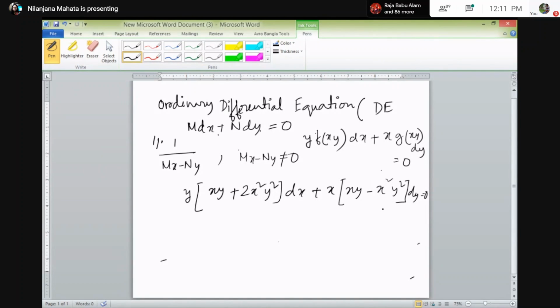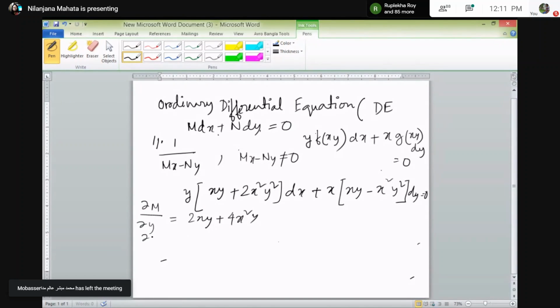Now, first we have to check whether this is exact or not. So what is del M by del y? Del M by del y is 2xy plus 4x²y, and del N by del x is 2xy minus 3x²y², right? So these two are not the same, so this equation is not exact.